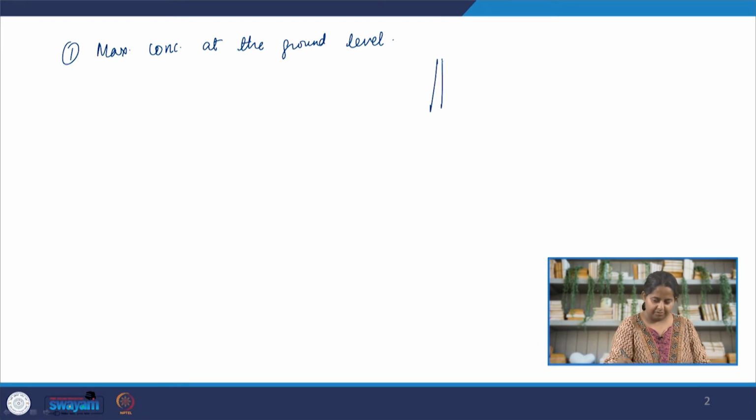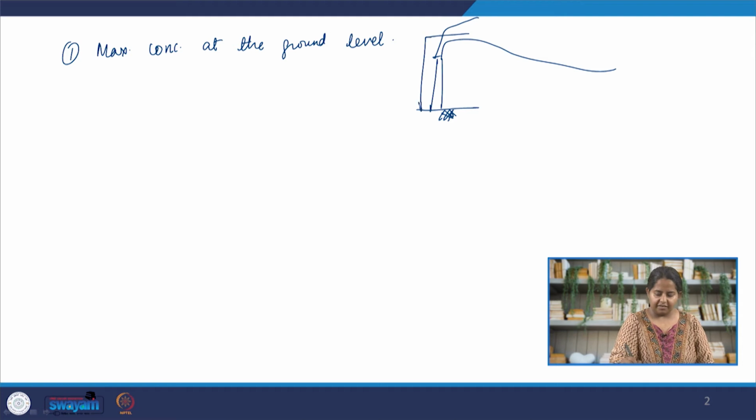So let's look at the chimney. This is our chimney, this is the effective height, this is the center line, and that's the plume right there.